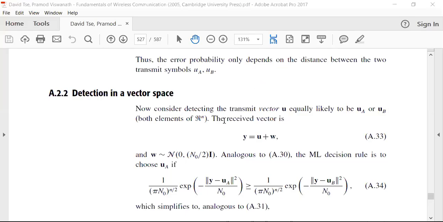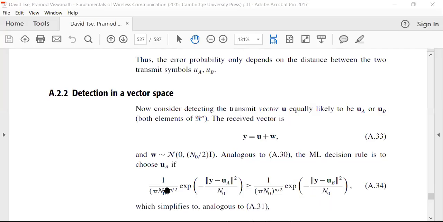Bismillahirrahmanirrahim. So, direction in vector space, we have this UA, which could be UA or UB. W, as I have told you, is an additive Gaussian noise vector. So the variance will now be in terms of a matrix. So what will be the maximum likelihood decision rule? This will be given as follows.